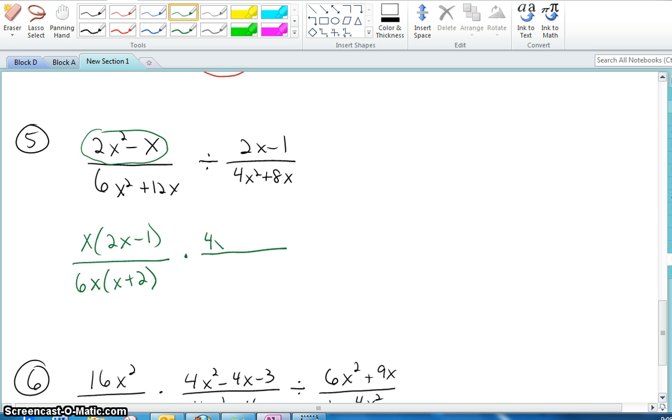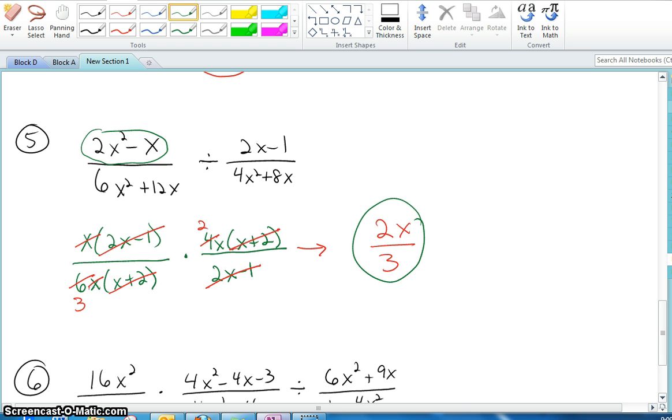So I'm going to multiply by 4x times x plus 2. Denominator would be 2x minus 1. Now I reduce. X plus 2, 2x minus 1, and 2x minus 1. X and x. 4 and 6 becomes 2/3. 2x over 3 is my final answer. I could find the restrictions, but I only need to find the restrictions if it asks. In this problem, I'm just going to simplify.